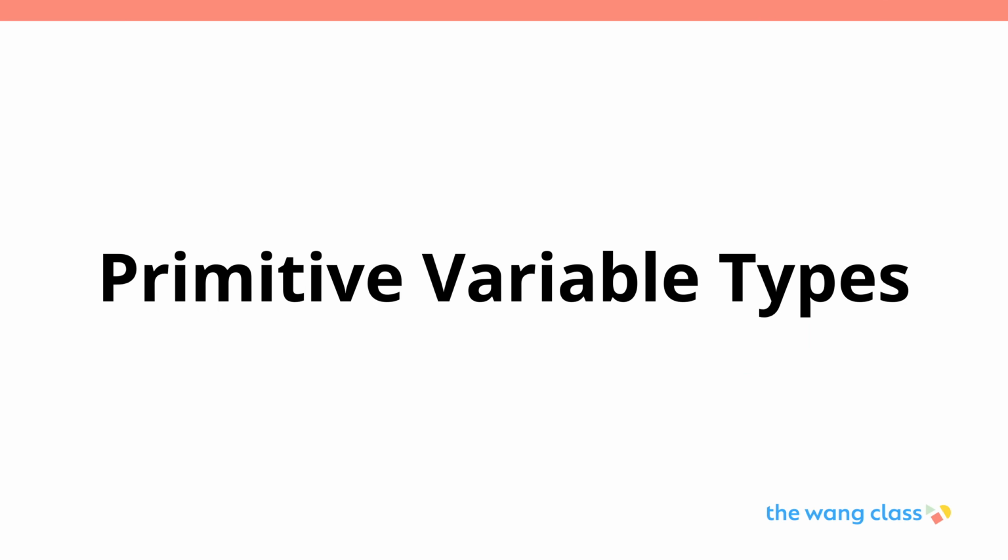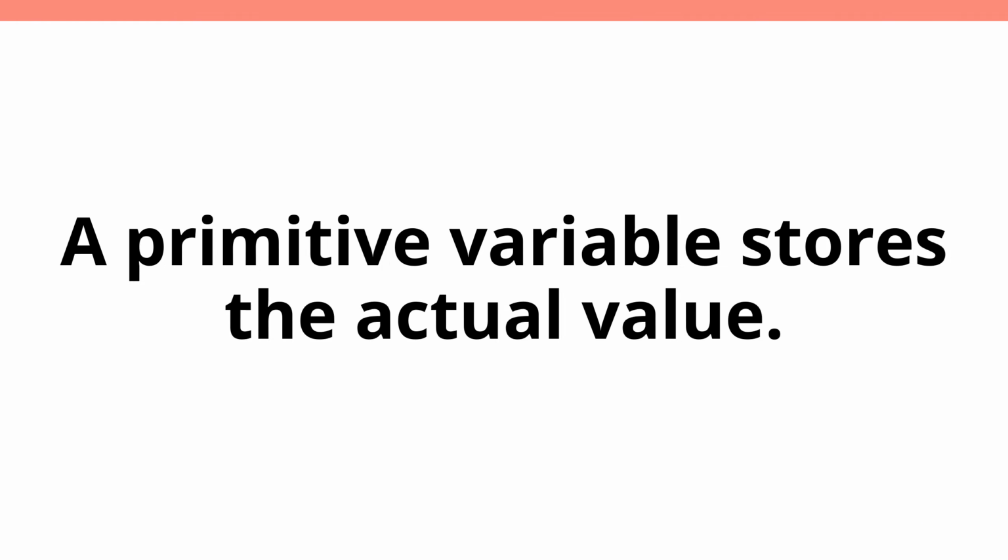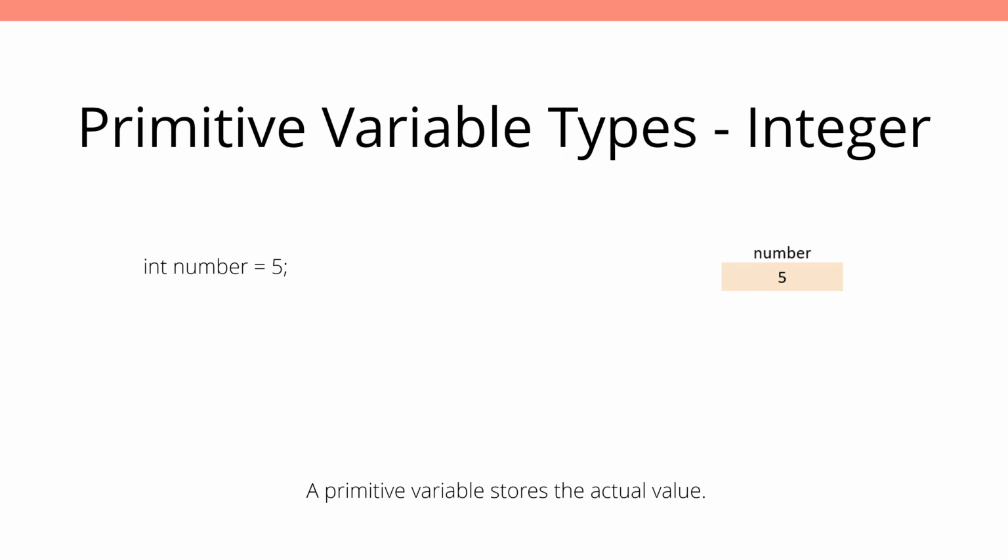So, primitive variable types. The thing to remember about a primitive variable is that a primitive variable stores the actual value. Okay, keep that in mind. This is the takeaway. A primitive variable stores the actual value. So, for example, on the left side should be something familiar from the past two videos. We declare number as an int type, and we assign it the value of 5. Then on the right side, we have our box, and it's labeled number, that's the name of the box, and inside the box is the actual value of 5. So remember, a primitive variable stores the actual value.